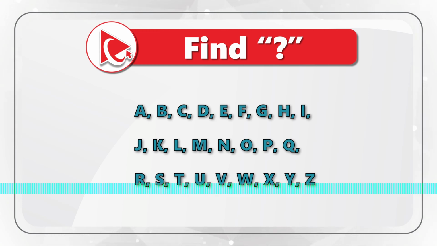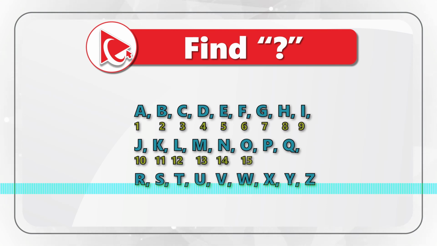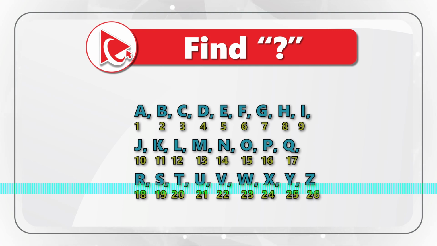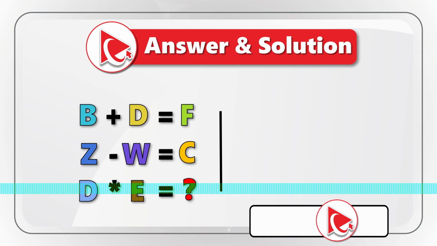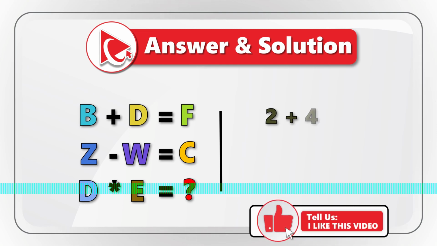For example, letter A will get associated with number 1. Letter B will be associated with number 2. C with 3, D with 4, E with 5, and you can continue up to the letter Z, which would be associated with number 26. With this cross-reference, let's see if we can get a better conversion between letters and numbers. For example, expression B plus D equals F, in reality, after conversion, would be 2 plus 4 equals 6, which makes mathematical sense. Let's look at the second one.